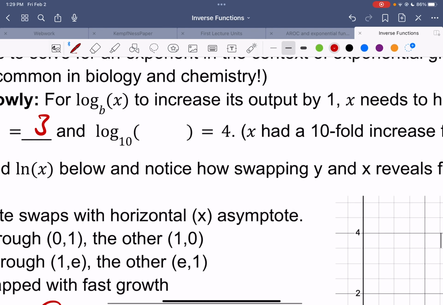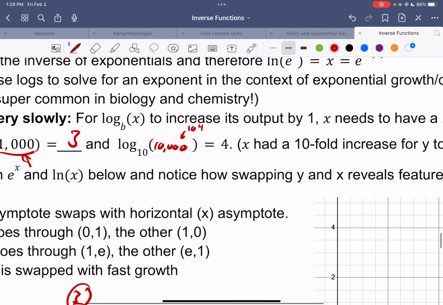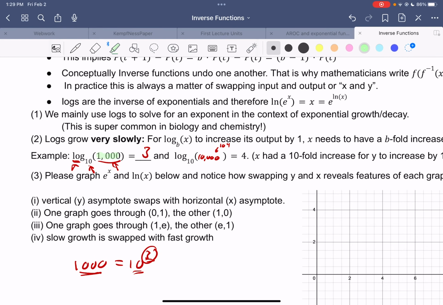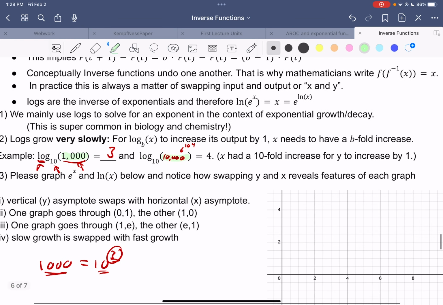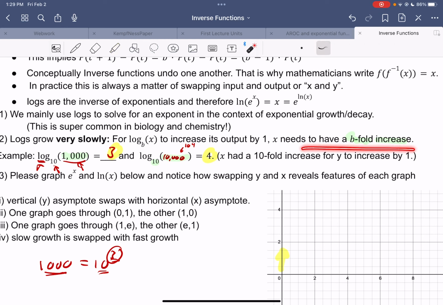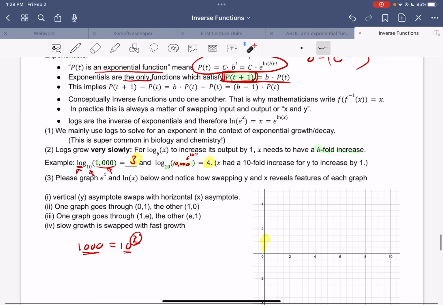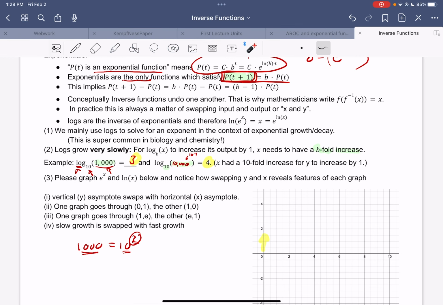Meanwhile, log base 10 of something is 4. Well, what's going to go here is 10 to the 4th, which is 10,000. So you see, the input, the x value, had to have a 10-fold increase, a b-fold increase, and my b is 10. But the y value, how much did I go vertically? I went up by 1 unit. So to increase the output by 1, x needs to have a b-fold increase. Logs grow very slowly.